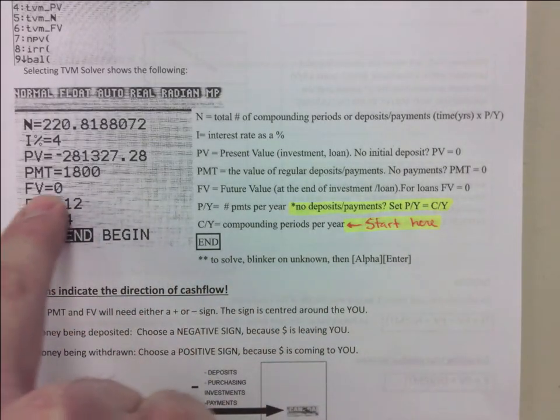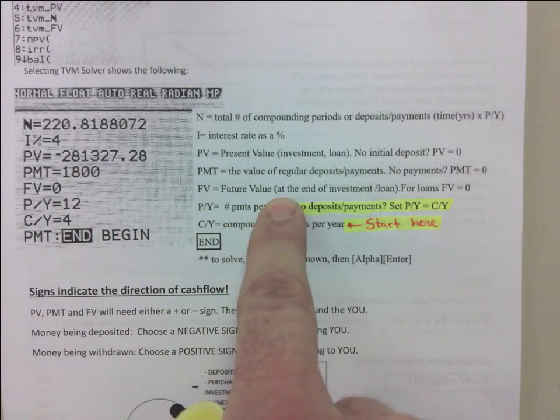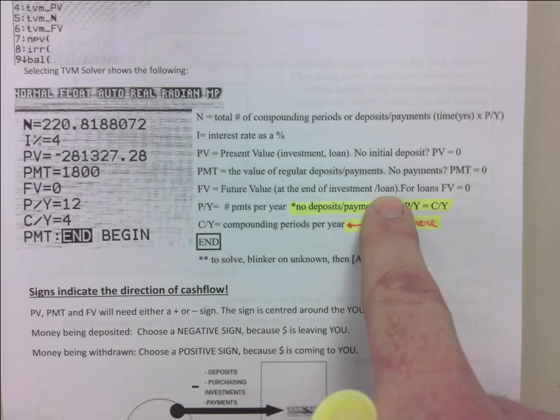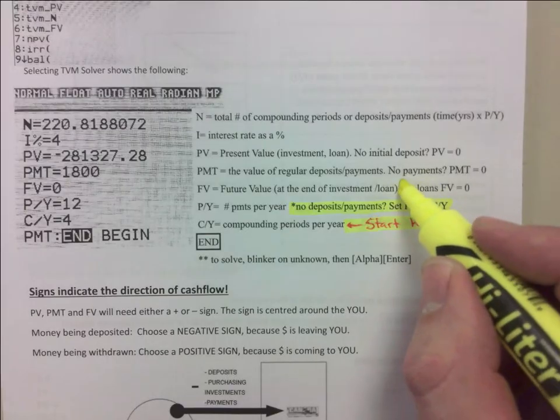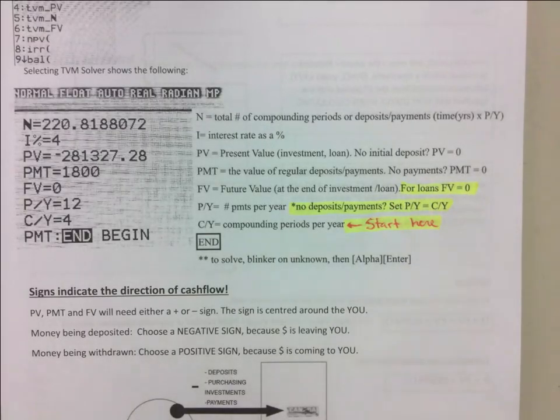Future value, right? FV stands for future value. It's how much money you have at the end of the investment or loan. For loans, we're not going to deal with loans just yet, but for loans, future value is going to be 0.